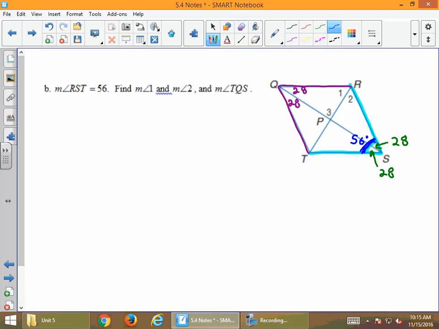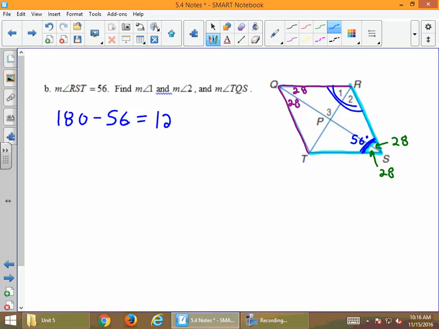Yes, because I know angles that are side by side. This angle, and let's say this angle, are what? What do we call angles that are side by side? They are, oh, not corresponding. Supplementary. Supplementary adds up to 180. If I know this is 56, I'll subtract from 180 and figure out what that angle is. So I'm going to do 180 minus 56. What's 180 minus 56?